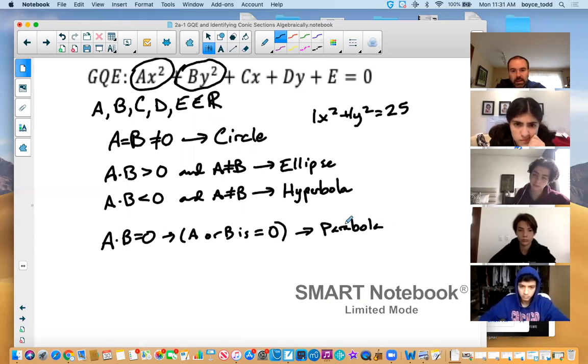And that makes sense, right? Because parabolas are formed by quadratic equations. And in order for a quadratic to work, you need to have either y squared or x squared. You can't have both, okay? So if that product equals 0, then you know it's a parabola.